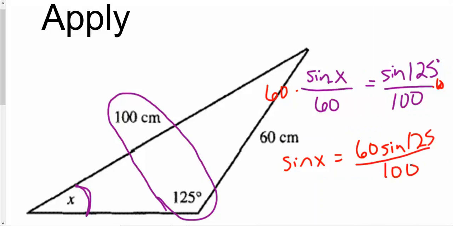Now, from here, how are we going to get x by itself? That's right, we're going to have to take the arc sine. So now I'll do the arc sine of both sides.